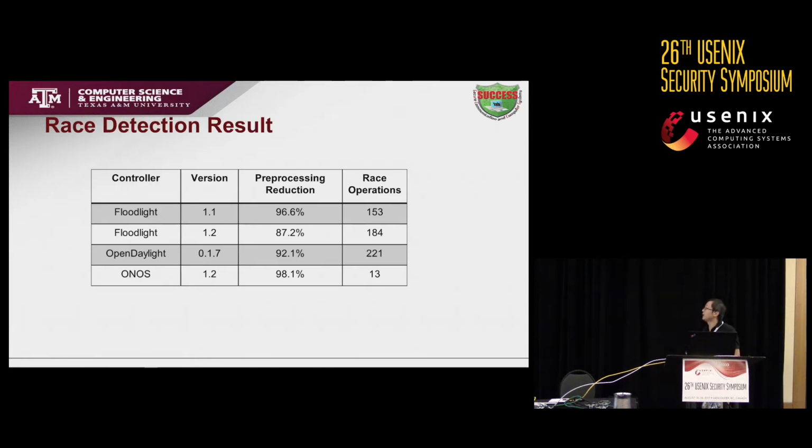Some of the results, as you can see here: listed are the different controllers that we tested, with different versions. This is the result of how the pre-processing can reduce the workload. And this is the result of how many race operations we have detected after we check the DAG graph, before we do the adversary state racing. As you can see, these are the race operations.